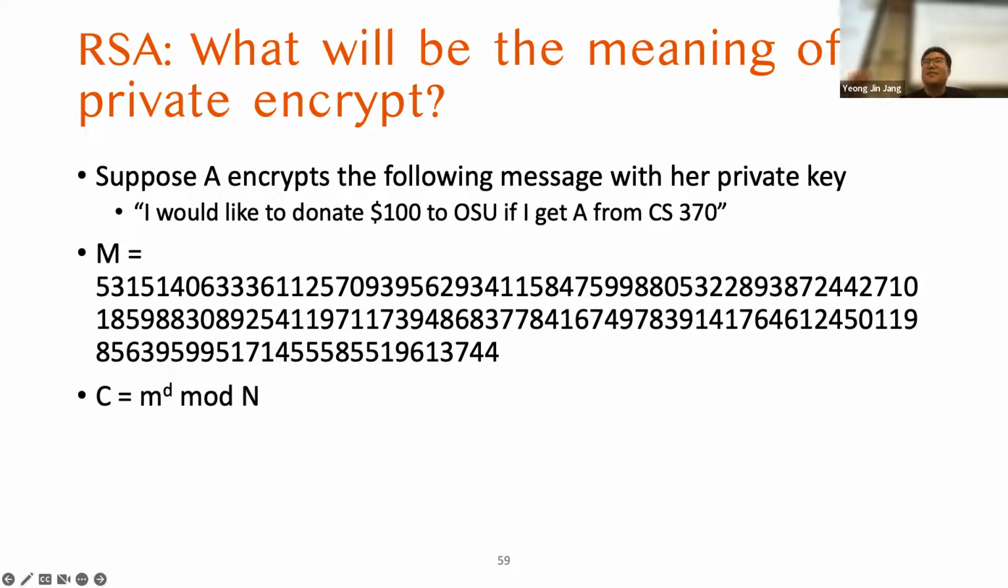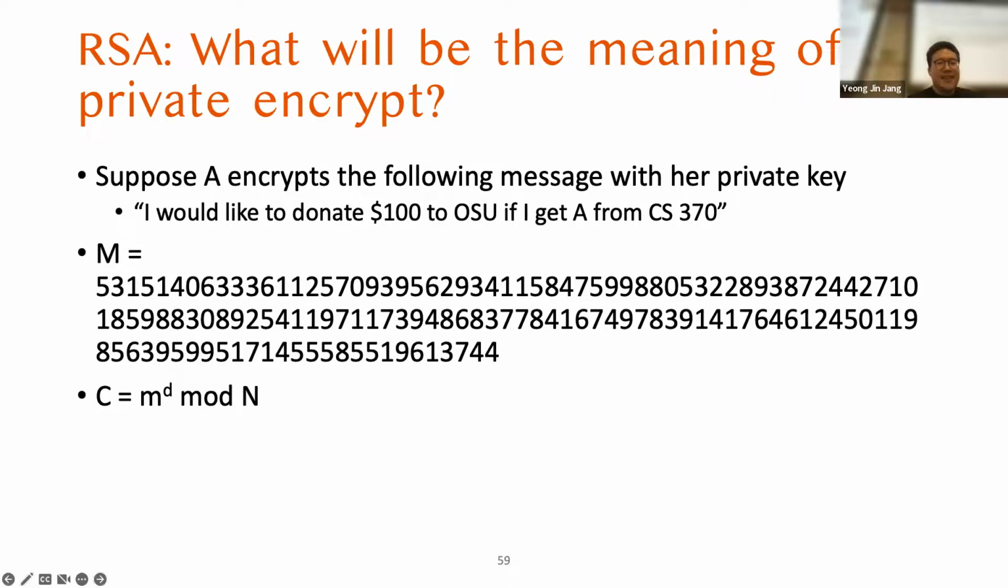The previous example was that anyone can encrypt the data with the public key, and I'm the only one who can decrypt that because I hold the private key. But think about the opposite direction. What is the meaning of encrypting a message with my private key? Suppose I would like to say, I would like to donate $100 to OSU if I get an A from CS370. And suppose I'm encrypting this message with my private key.